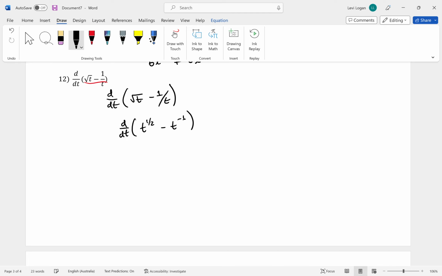Applying our rule, we're going to have a half t to the half minus 1 minus 1 multiplied by negative 1 t to the negative 1 minus 1. This whole thing is going to simplify to a half t to the negative a half. So we're going to have a half t to the negative a half. A negative times a negative is a positive, so it's going to be plus t to the negative 2. Okay, that's all the questions solved in this video.